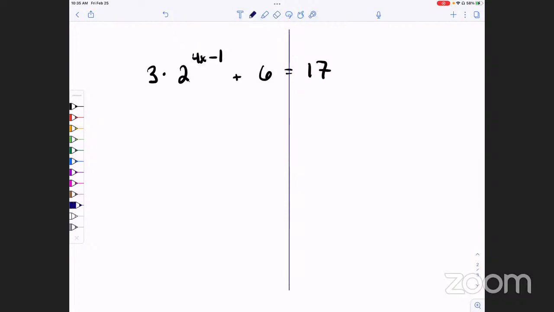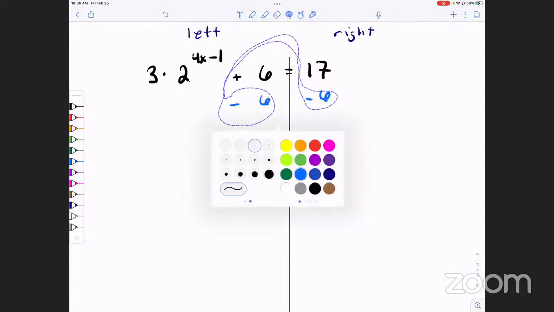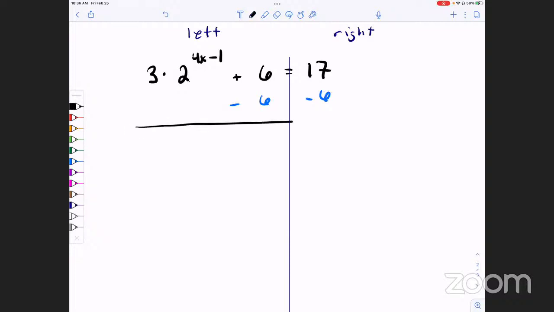I'll identify that with something more subtle, like the left side versus the right side of the equal sign. Again, this is based on the equal sign. Whatever we do on the left-hand side, we also have to do on the right-hand side, to keep it balanced. If we're going to move things away, we move the 6 first. We subtract 6 from both sides, the left and right side of the equal sign. On the right, 17 minus 6 is 11.